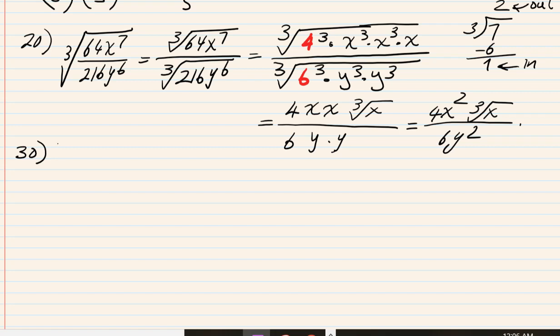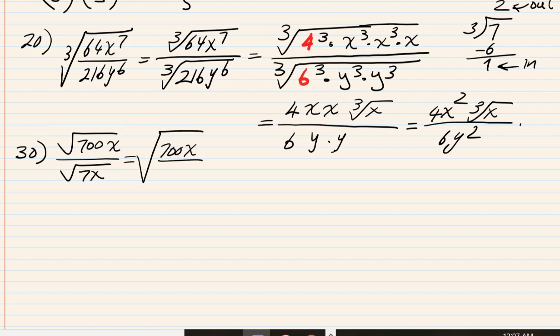In number 30, now you're given a split fraction, a numerator and a denominator. The question asks us to divide and simplify, assuming variables are positive. Now for this one, because it's already split, let's actually put them back together. That's the reverse of the quotient property. Let's put them back together.